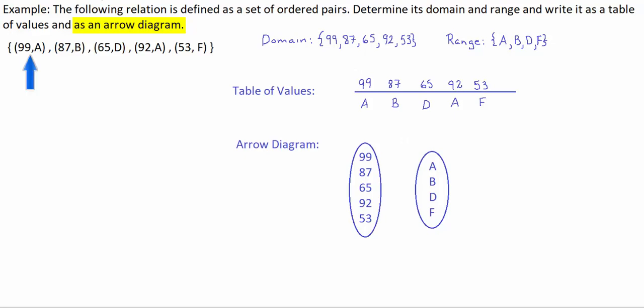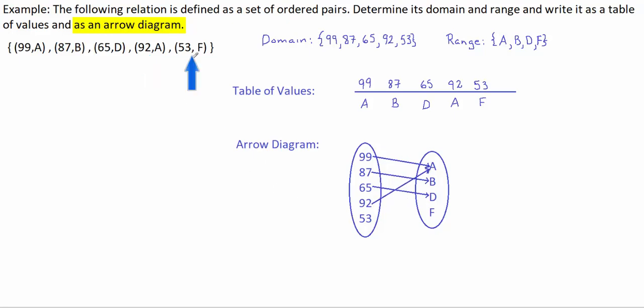So the pair 99A associating 99 to A gives us an arrow from 99 to A. The ordered pair 87B associating 87 to B gives us an arrow from 87 to B. The ordered pair 65D associates 65 to D, and we get an arrow from 65 to D in our arrow diagram. The pair 92A associates 92 to A, so we get an arrow from 92 to A.